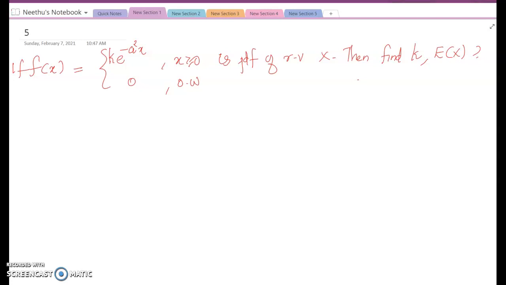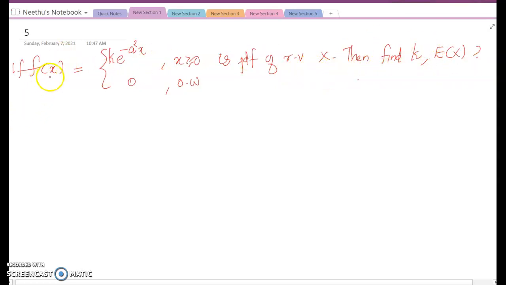If f(x) = k e^(-a²x) if x is greater than or equal to 0, and 0 otherwise, is a PDF of a random variable X, then find k and E(X).